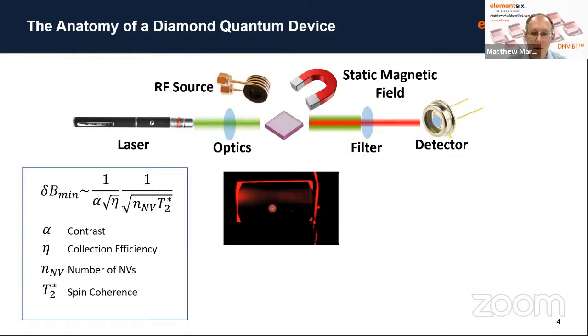Put it into sort of more device and how to maximize the performance. So it's really these 4 factors here. Contrast, which is basically the amount of useful light you're getting out of the diamond. So light from, say, for example, NV0 is actually parasitic. It doesn't actually contribute to the signal that you're trying to measure. Things like collection efficiency, the amount of light actually collected out of the diamond, the useful light.